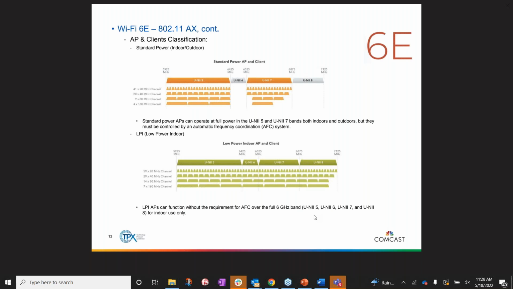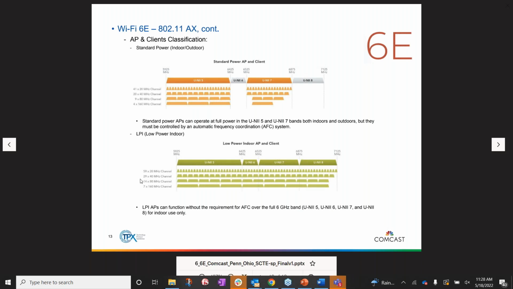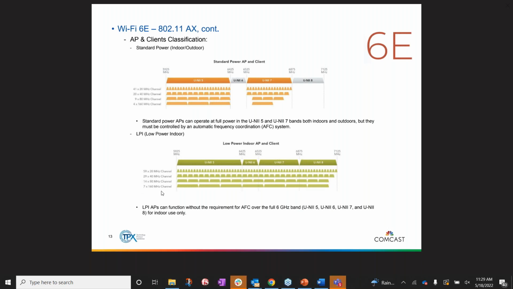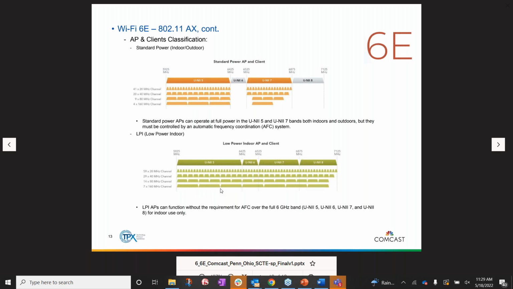Next, we have the low-power indoor. For low-power indoor, we have 59 channels in 20 megahertz, 29 in 40 megahertz, 14 in 80 megahertz, and 7 in 160 megahertz. And these are all continuous non-overlapping channels. That is the beauty of this LPI.